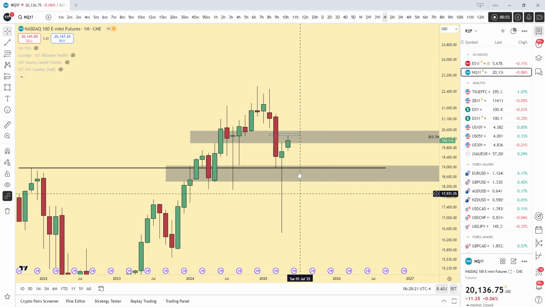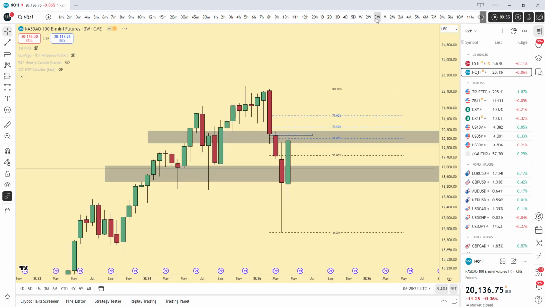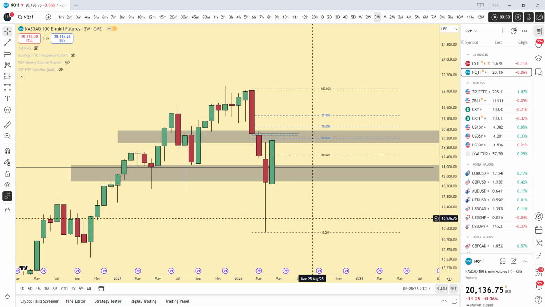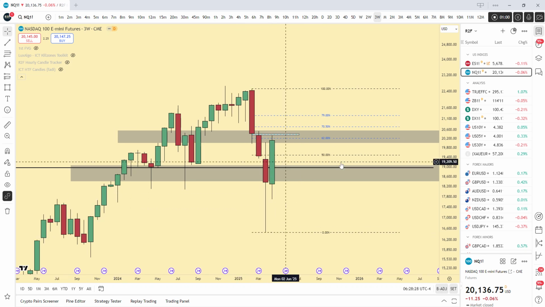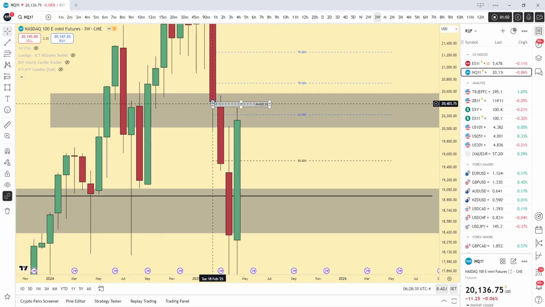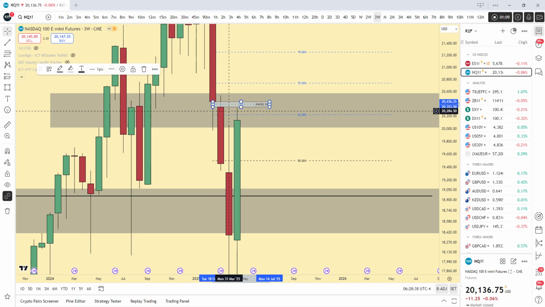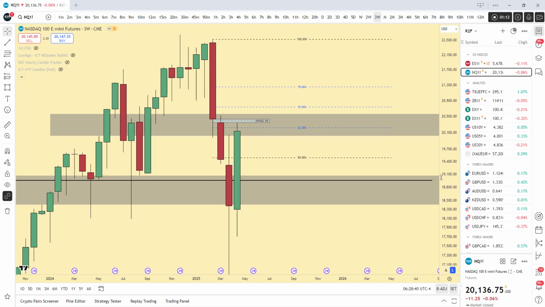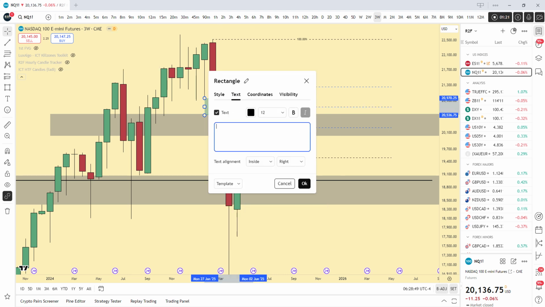Okay. Let me start on the 3 week. So on the 3 week, we came down pretty quick and we recovered pretty quick as well. We have an end dog here. A new 3 week opening gap right up here. Quite nice. I'm anticipating price coming up here and possibly even into here. So I'll call this a 3 week gap.